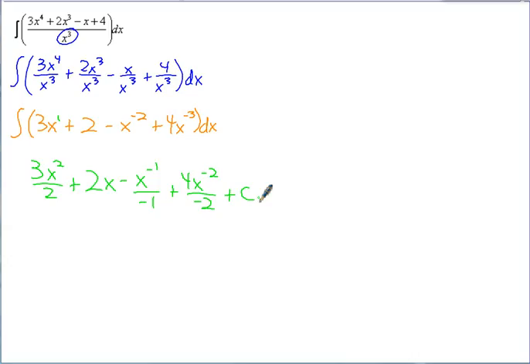All right, and let's simplify what we can. No negative or fractional exponents, so the first two terms are simple. They're just going to be 3x squared over 2 plus 2x. Here the negatives cancel out, so it's plus. Instead of x to the negative 1, that's 1 over x. Here 4 divided by negative 2 is negative 2, and then over x squared, and then plus C.